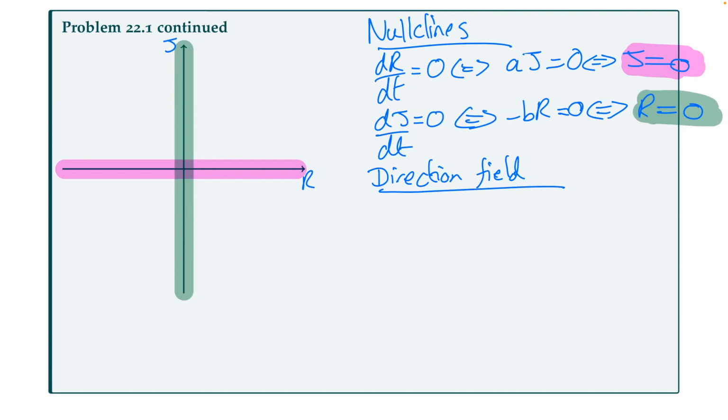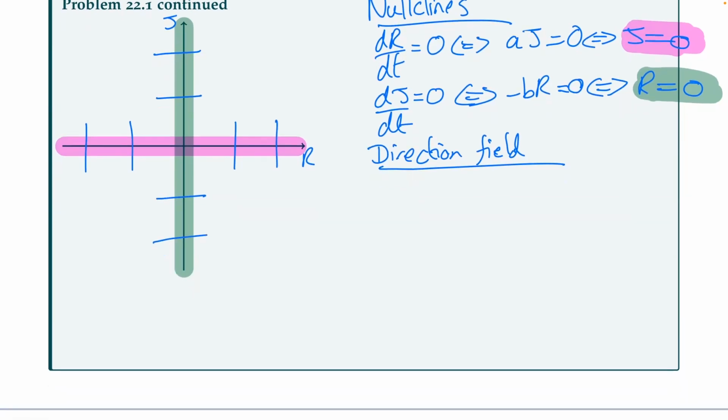anyway. On the green null line, we know that dj dt is equal to 0. So that means that we can't be moving up or down. So that means that we have to be moving left or right. I don't know which way we're going yet, but I know we're moving left or right. And then on the pink null line, dr dt is equal to 0, so we can't be moving left or right there. We have to be just moving up or down. It's useful to do that at that stage because it helps make sure that you don't accidentally put the arrows on the wrong thing. So I don't accidentally put vertical arrows on the green null line and vice versa.